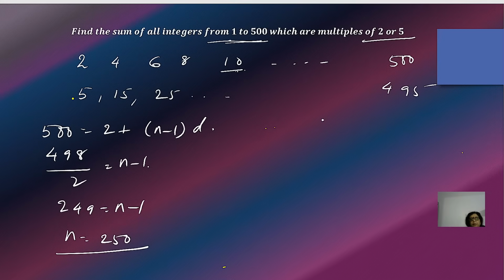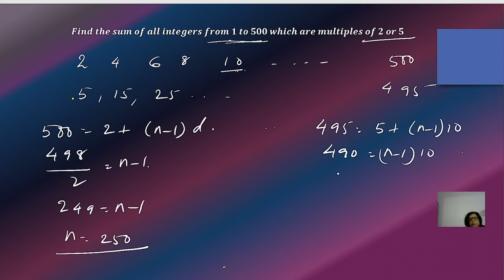In this case, how many terms are there? 495 is equal to 5 plus n minus 1 into 10. So this becomes 490 is equal to n minus 1 into 10. So this becomes 49 plus 1, that is 50, is equal to n. So here the number of terms is 50 and here the number of terms is 250. So now to find out the summation of each sequence separately, we have the first sequence as 2, 4, 6 and the second sequence as 5, 15 and so on.